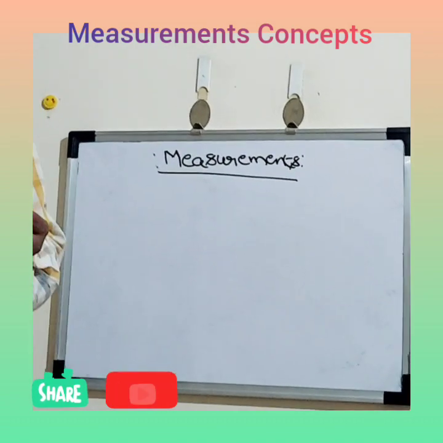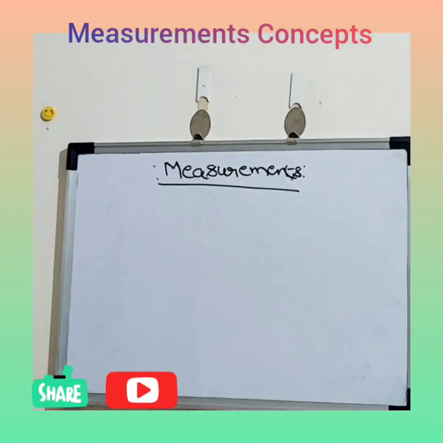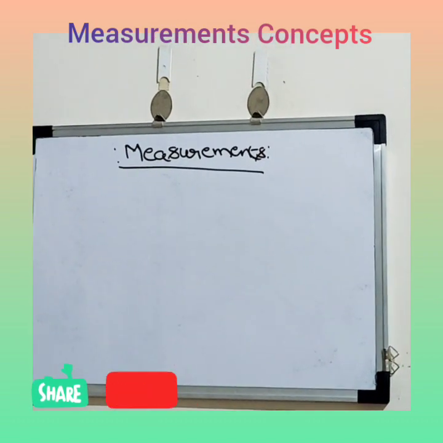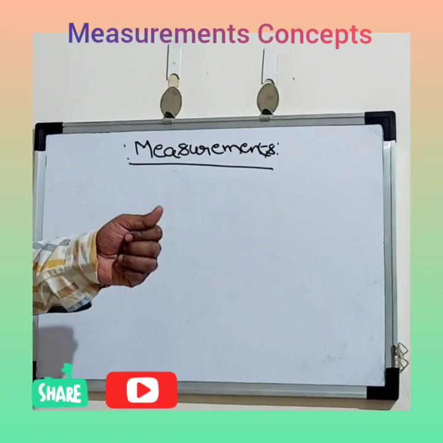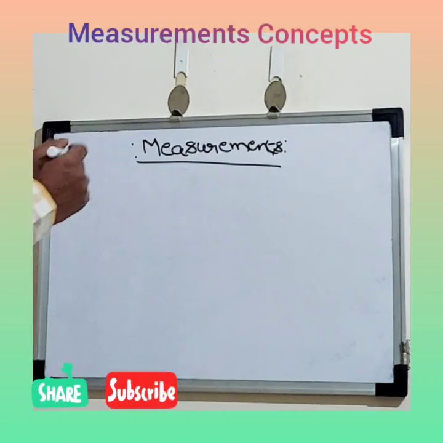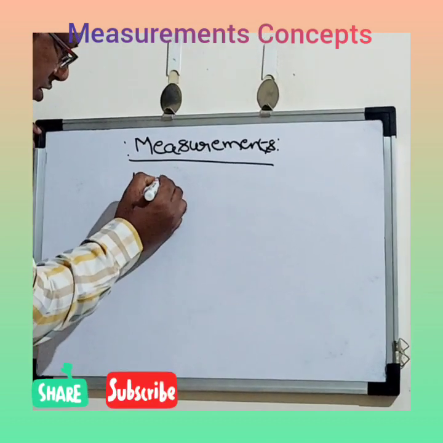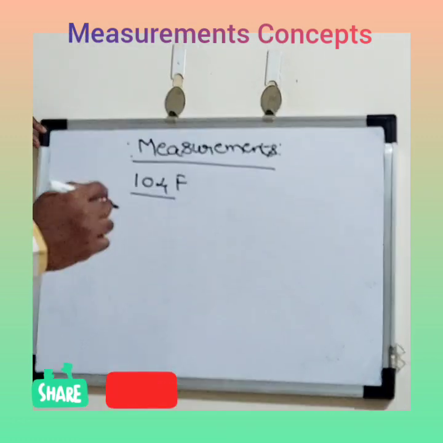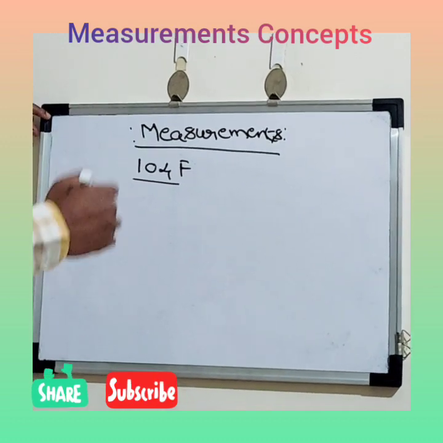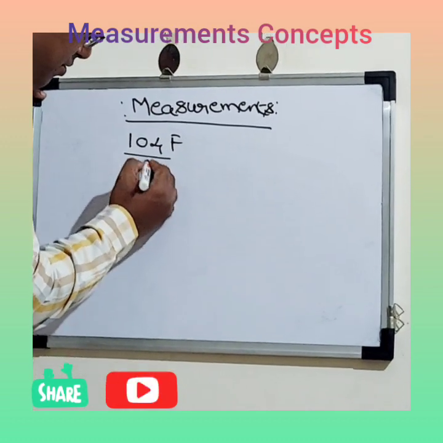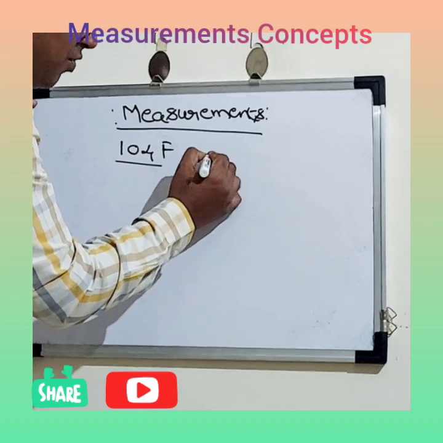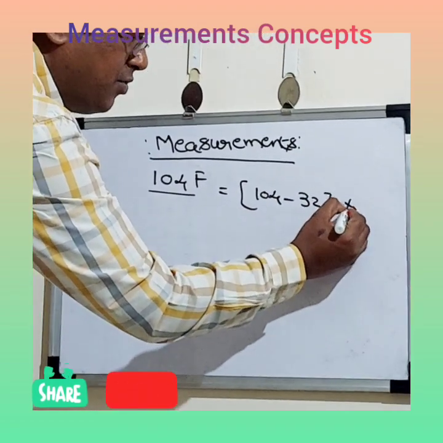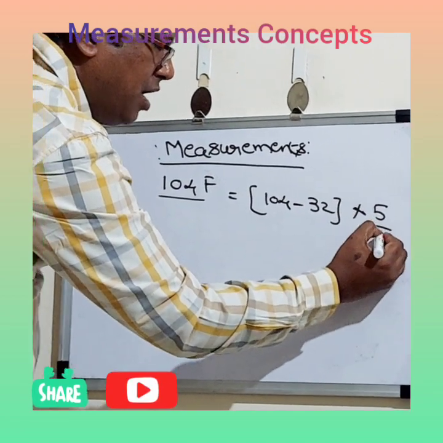Now we will see the reversal method. In the earlier problem we saw how to convert centigrade to Fahrenheit. Now we will see the conversion of Fahrenheit back to centigrade. So here we got 104 Fahrenheit. We have to convert this back to centigrade. If you want to convert Fahrenheit to centigrade, the method is that first from the Fahrenheit value subtract 32, and for the result multiply with 5 by 9.